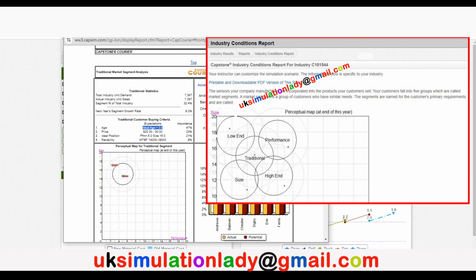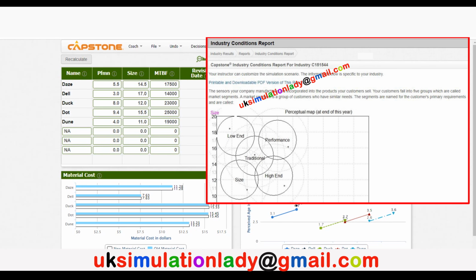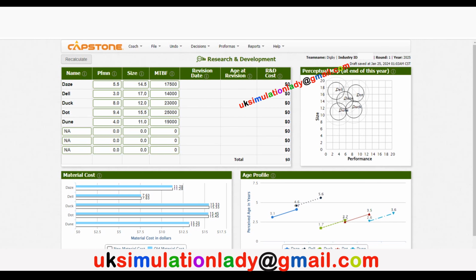Capsim Industrial Condition Report. Now, for the Capsim Industrial Condition Report, I take it as the blueprint of Capsim. This report shows how the simulation is designed to work, but remember, it's a competition. While the blueprint gives you a foundation, you'll need to adjust it accordingly to adapt to the changing environment. So, what does the Capsim Industrial Condition Report contain?